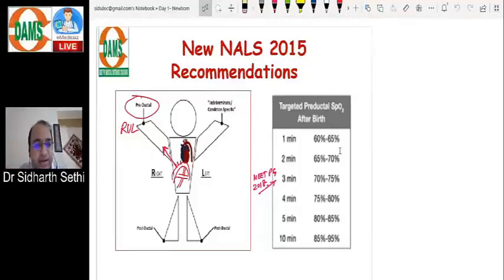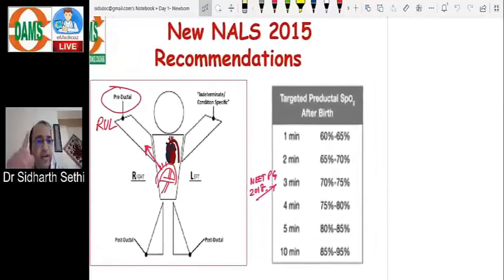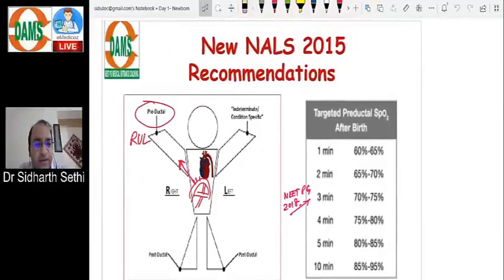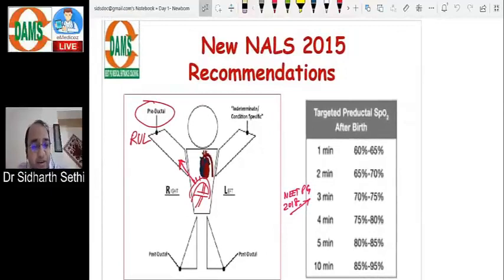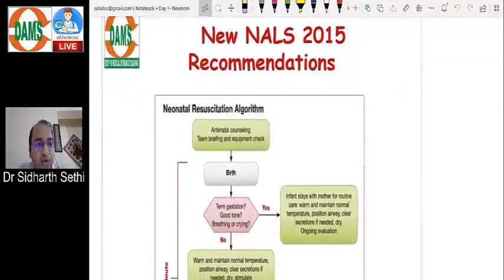Now there are some targets which all of you need to remember. At 1 minute, the target of right upper limb preductal is 60 to 65%. At 2 minutes, it's 65 to 70%. At 3 minutes, it's 70 to 75%, which came in NEET PG. 4 minutes, 75 to 80%. 5 minutes, 80 to 85%. 10 minutes, 85 to 90%. Remember that.